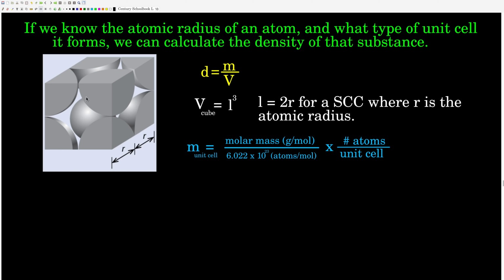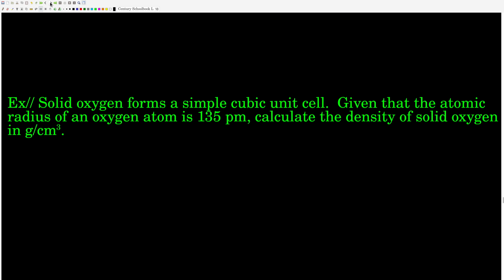So let's do a little example here. Solid oxygen, actually there's a couple forms of oxygen. This is metallic oxygen. It's pretty cool. If you put enough pressure on oxygen, you can make it a metal. And it forms a simple cubic unit cell when you do that. Given that the atomic radius of an oxygen atom in metallic oxygen is 135 picometers, calculate the density of solid oxygen, metallic oxygen, in grams per cubic centimeter. So go ahead and work this out if you would, guys, and when you get an answer, come on back.